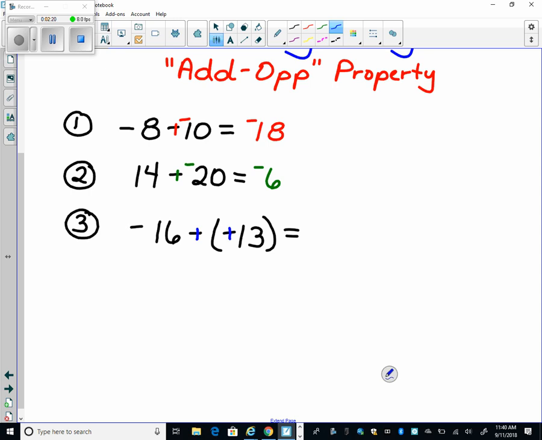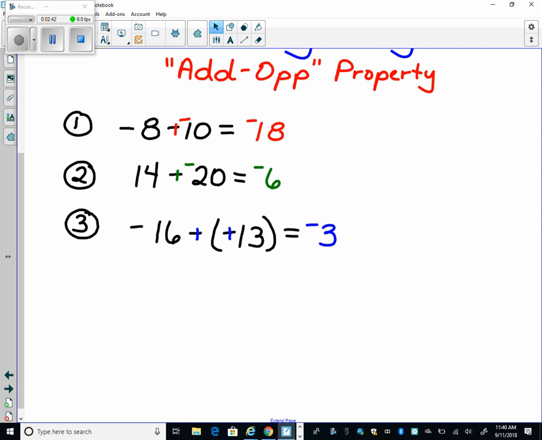-13 becomes a +13. Now, if you look at this, we have an addition, or we have a positive and a negative. Larger minus smaller, so 16 minus 13 leaves us with 3. 16 has a larger absolute value, so 16 is bigger. It was negative. This has to be a negative in your answer.